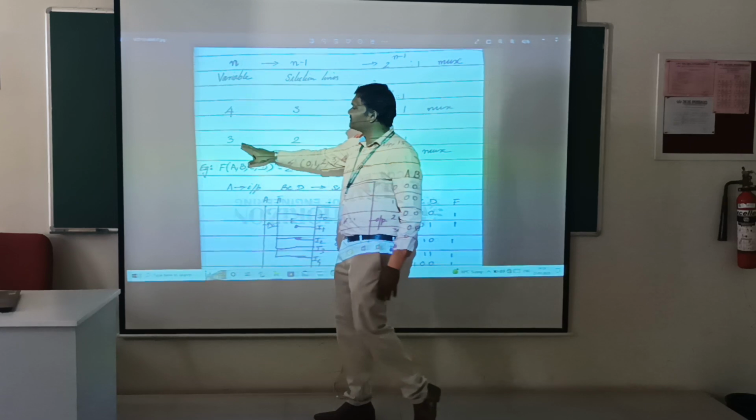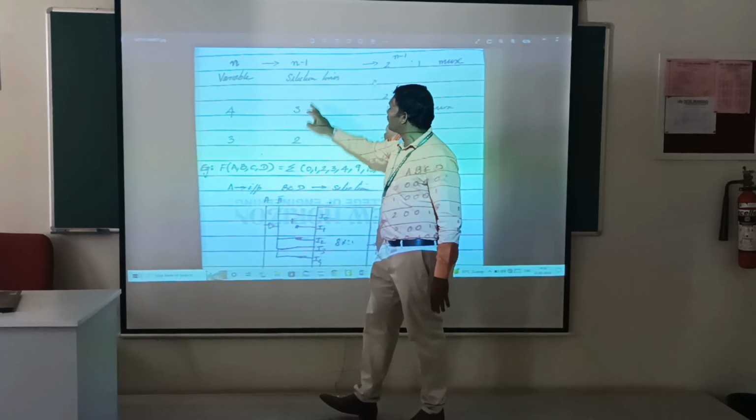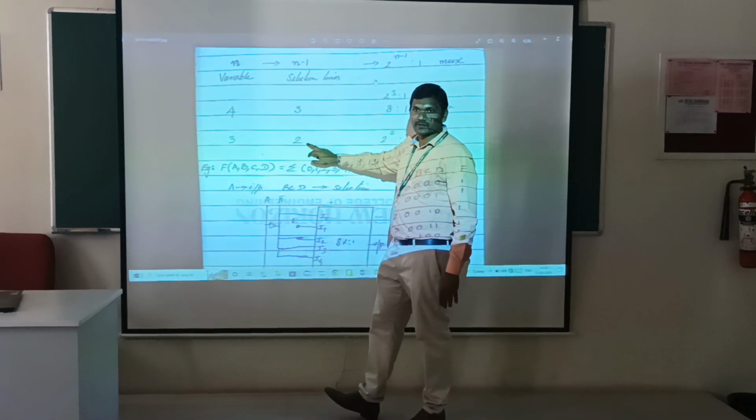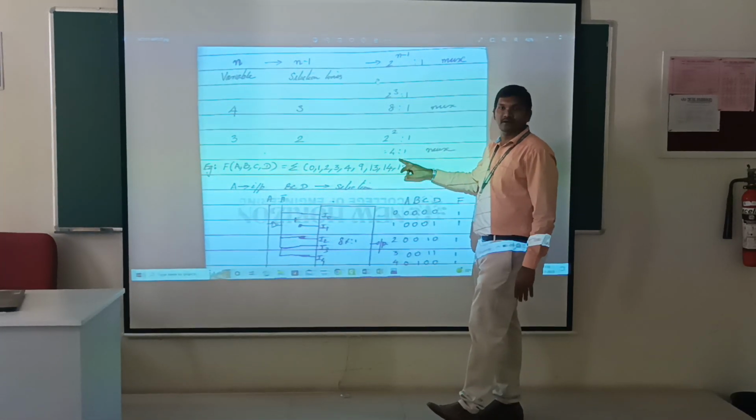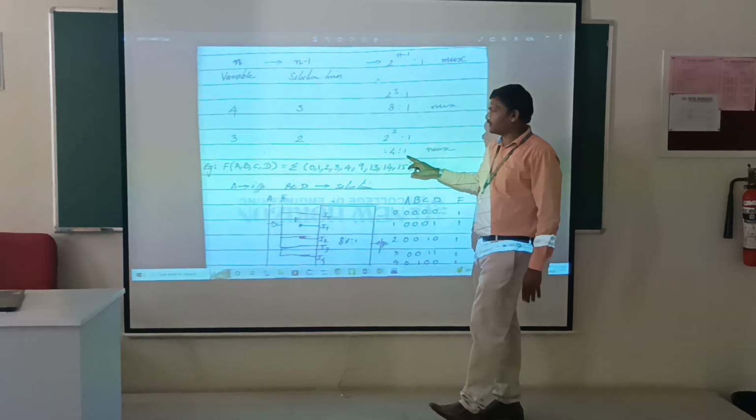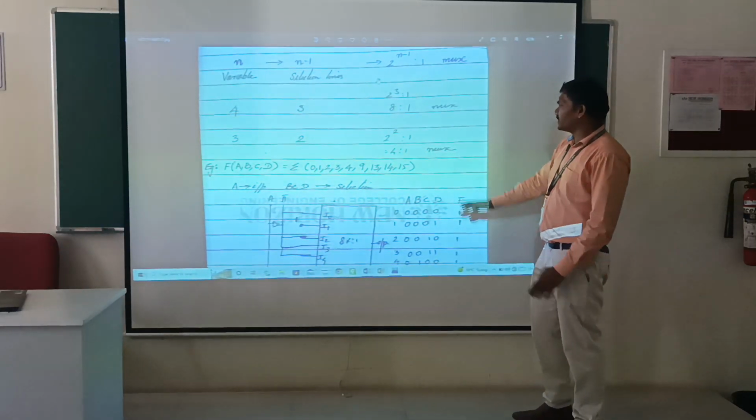Similarly, if you consider the variables as 3, then how many selection lines will you have? As per the formula, n minus 1, that is 2. That means you will have 2 to the power of 2 to 1, that is 4 to 1. Got it?